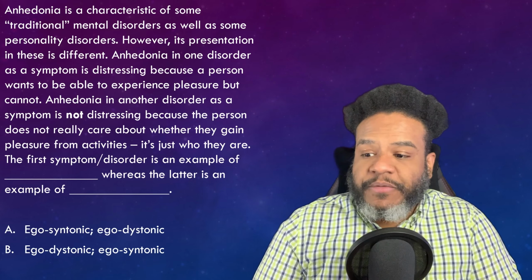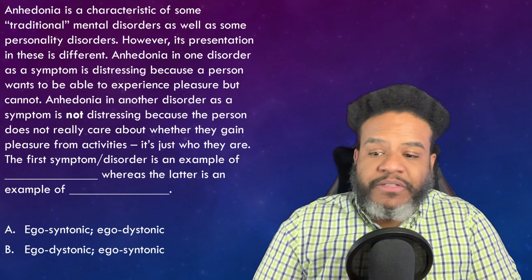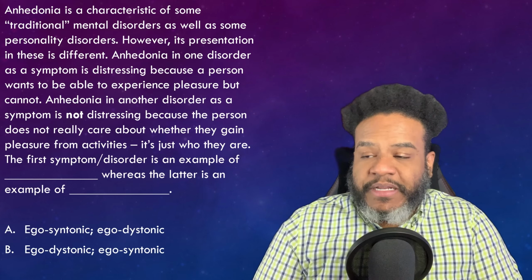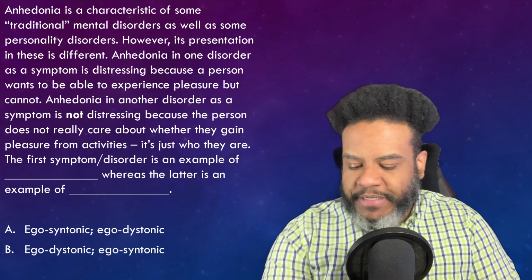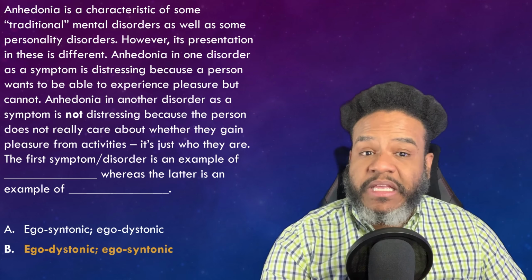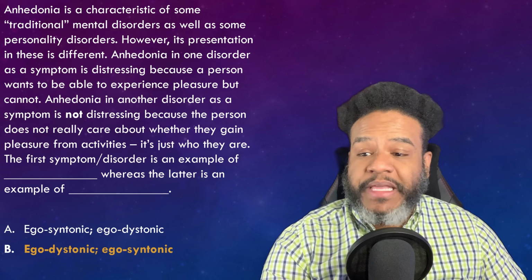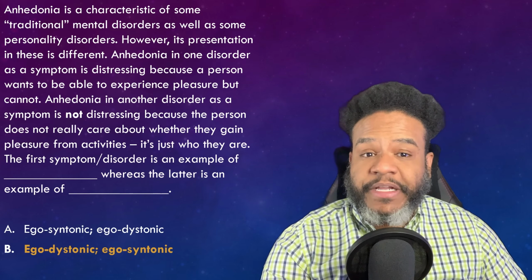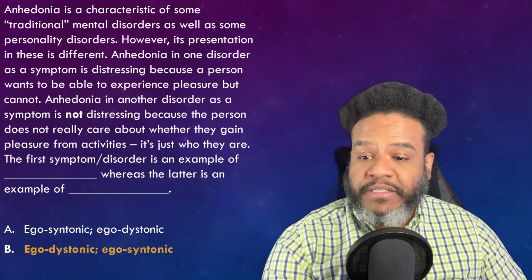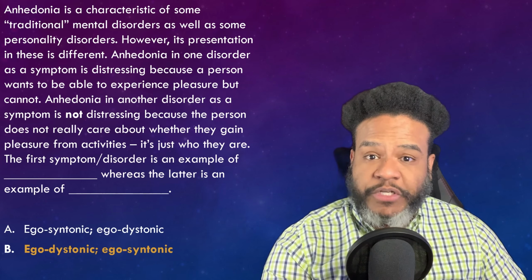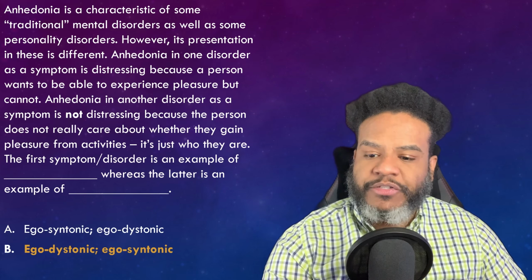So is the first one ego syntonic and ego dystonic, or is it ego dystonic, ego syntonic? All right, what do you think it is? So the answer is going to be B, ego dystonic. Because remember, with ego dystonic, the individual experiences distress. With ego syntonic, the individual does not experience distress from the symptoms. They only experience distress from other people's reactions to their symptoms.